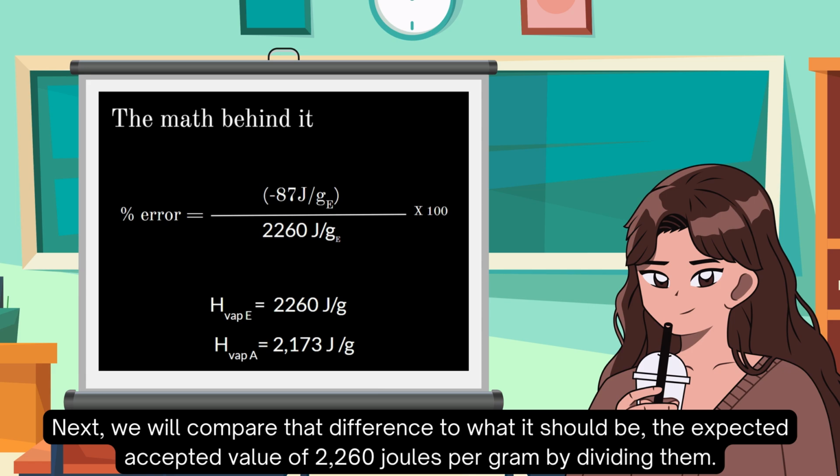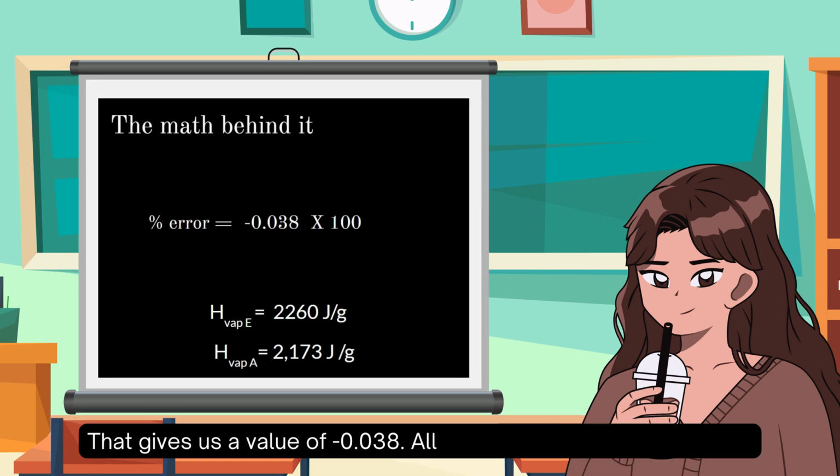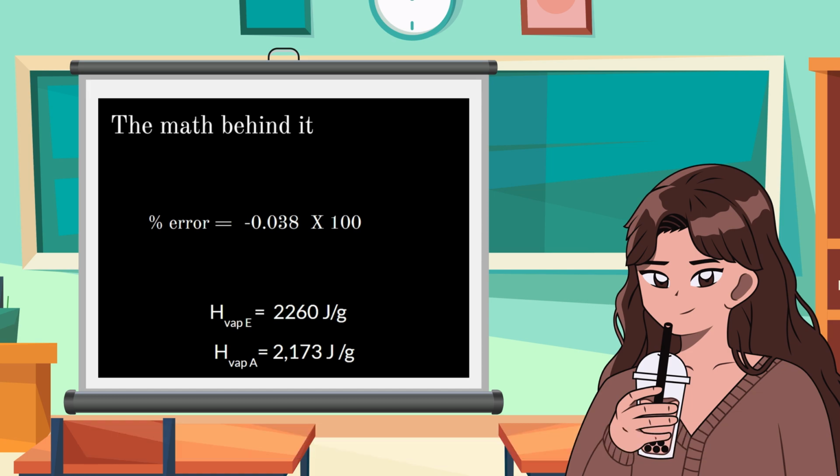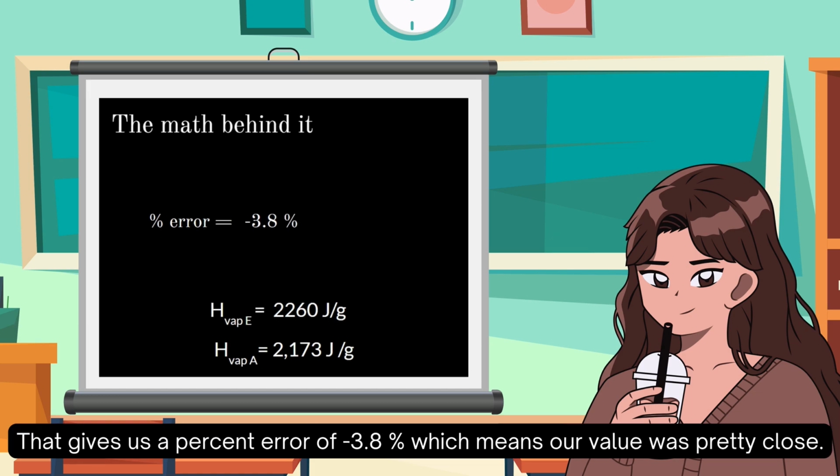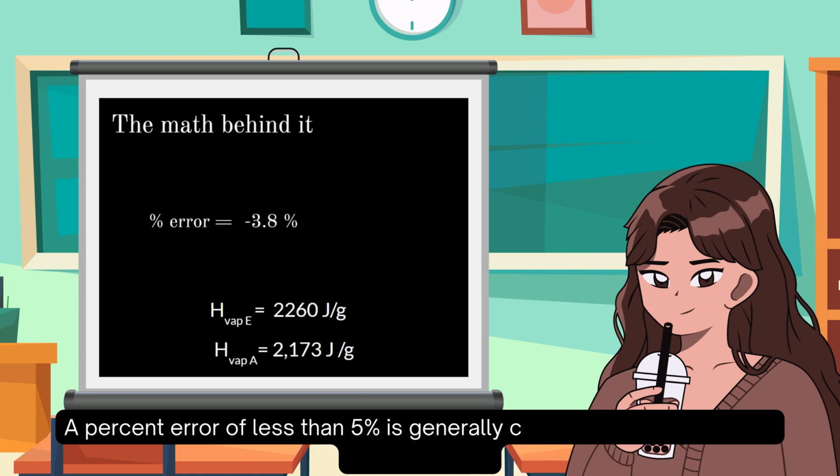Next, we will compare that difference to what it should be, the expected accepted value of 2,260 joules per gram, by dividing them. That gives us a value of negative 0.038. All that's left is to multiply by 100. That gives us a percent error of negative 3.8%, which means our value was pretty close. A percent error of less than 5% is generally considered an acceptable percent error.